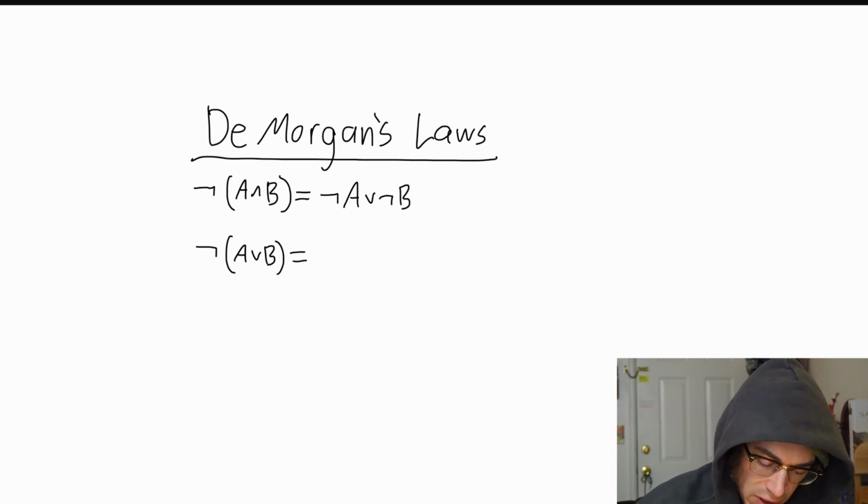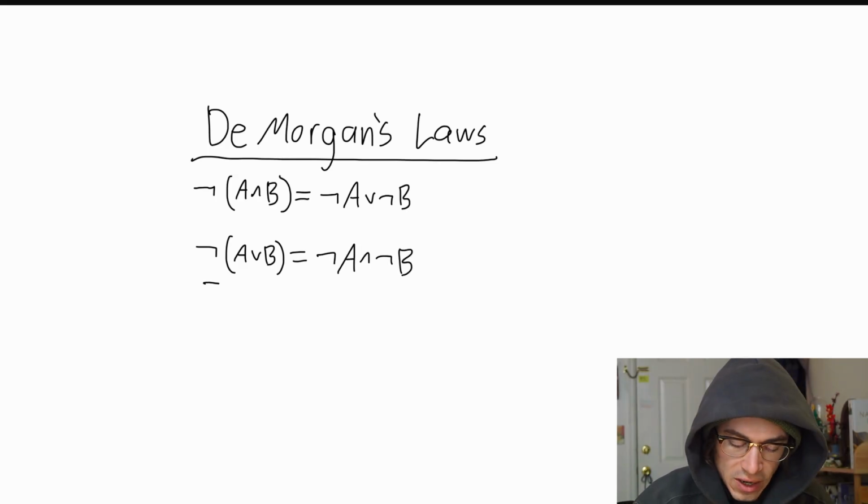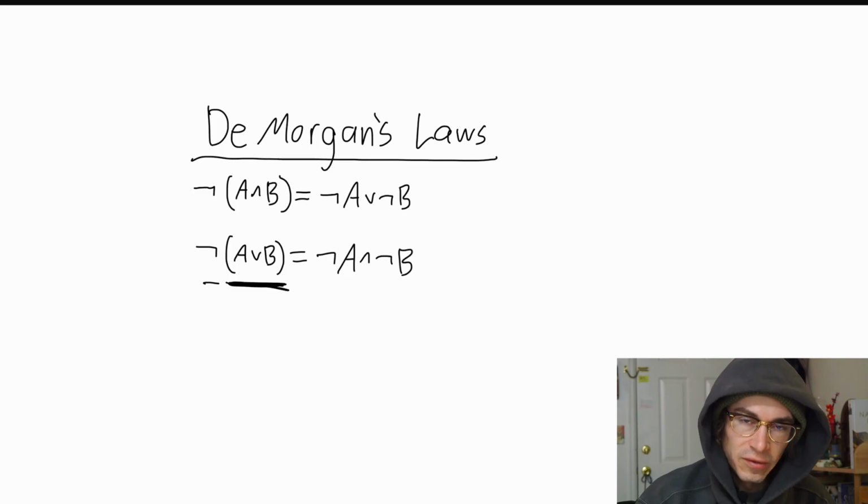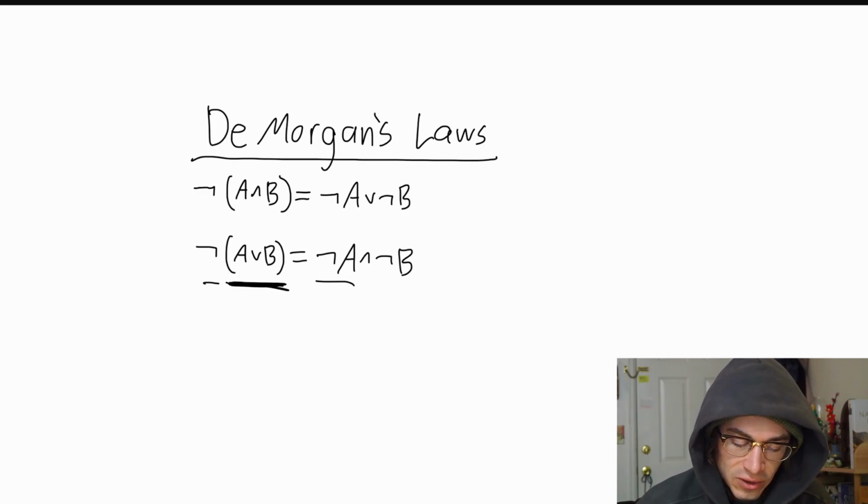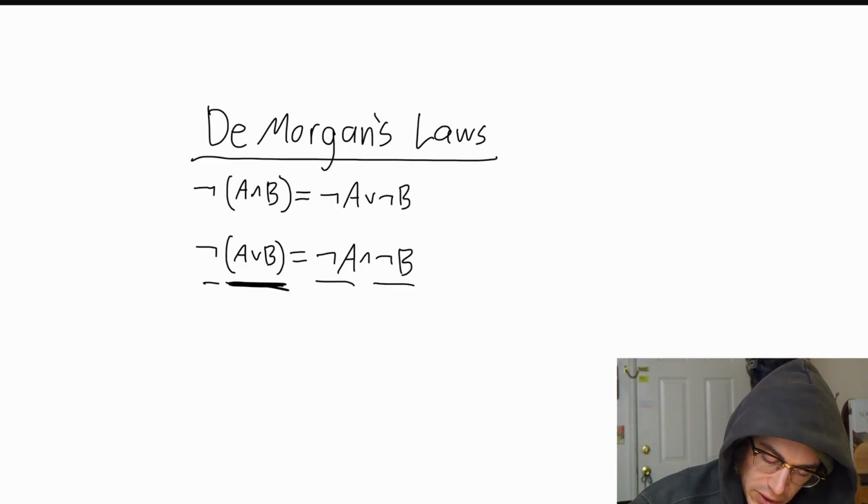And for the other one, not (A or B), we have not A and not B. Because if you do not have A or B, if A or B is false, the only way that you can have that is if you don't have either of them. And we can look at a truth table.